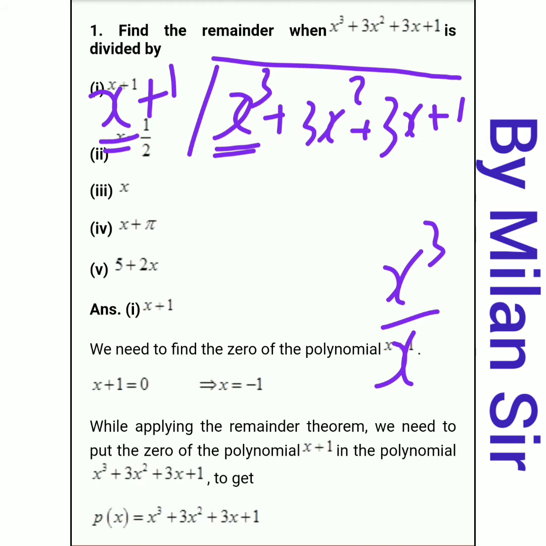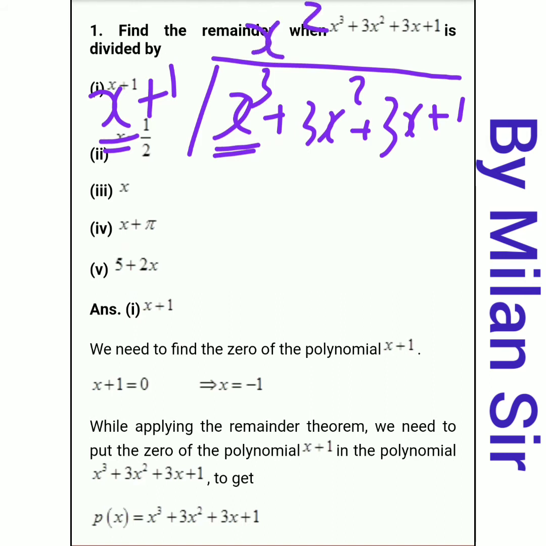What do you get? x cube by x is x square, because we already learned this in exponents and powers in standard 7 and 8. The base is the same and division is there, so we subtract the exponents: 3 minus 2 is 1. So in the answer we need to write x square, whatever we get from dividing x cube by x.